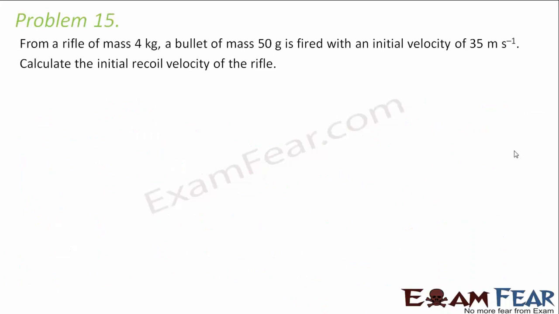Let us look at problem 15. It says from a rifle of mass 4 kgs, a bullet of mass 50 grams is fired with an initial velocity of 35 meter per second.